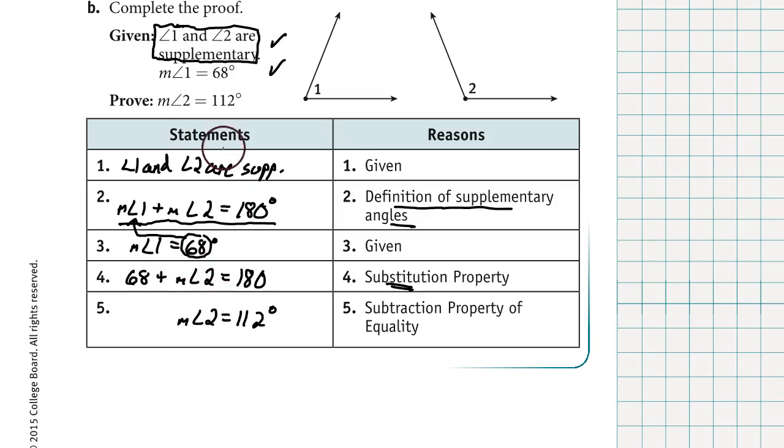For step 5, we were trying to prove that the measure of angle 2 is 112, and we can create that from statement 4 if we subtract 68 from both sides. That creates what we were trying to prove, and it fits over here where it says, let's use the subtraction property.